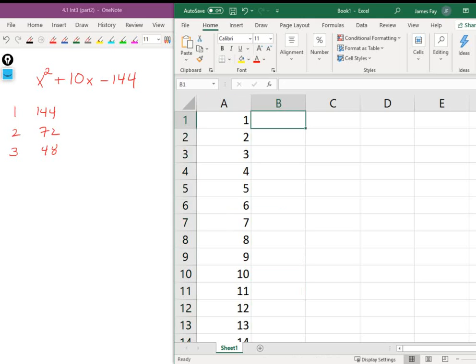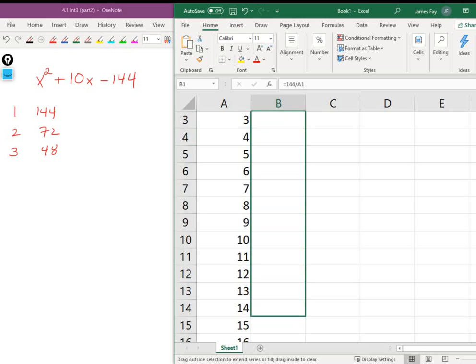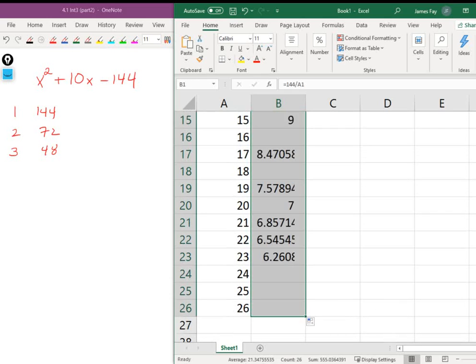But now here's what I want to do. I want us to type in this number, and I'm not going to worry about positive or negative. I'll type in 144, and actually I've got to hit the equal sign first. So equals, then 144, and we're going to hit divide, and then you just click on this box right here. That's all you've got to do. Hit enter. So this is 144 divided by that number. I'm now going to drag this down as far as I need to, let's say down to 26.